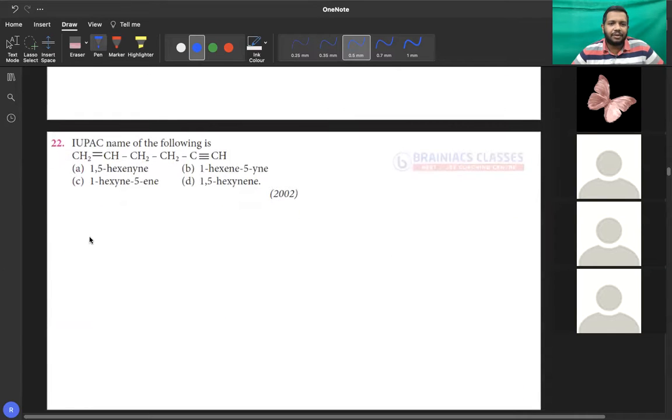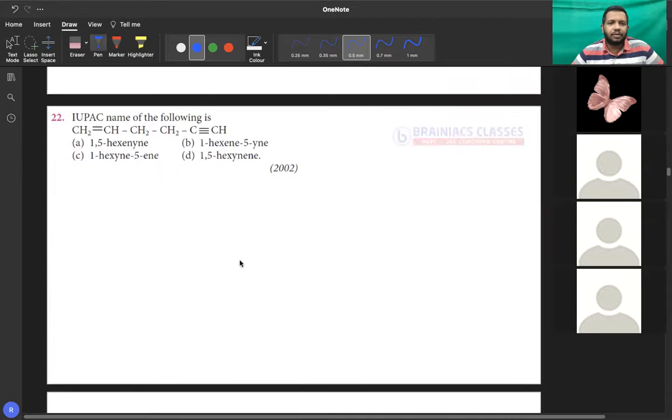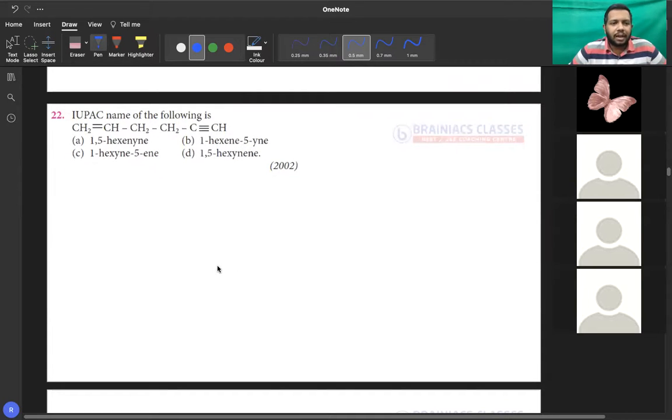Yeah, we have the next question in front of you. Okay, last 10 minutes, so we'll try to do 3 to 4 questions in this time. Can you tell me the answer for this one? You can see the structure: CH2 double bond CH, then CH2, then CH2, then C triple bond CH. So what is the name?